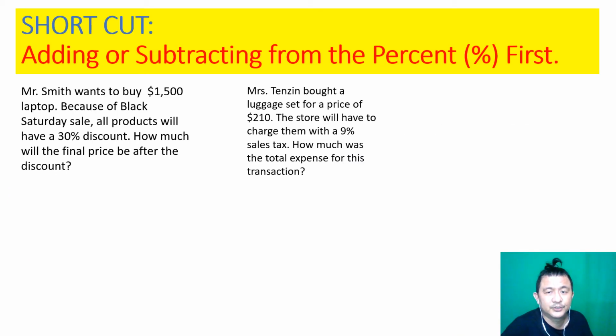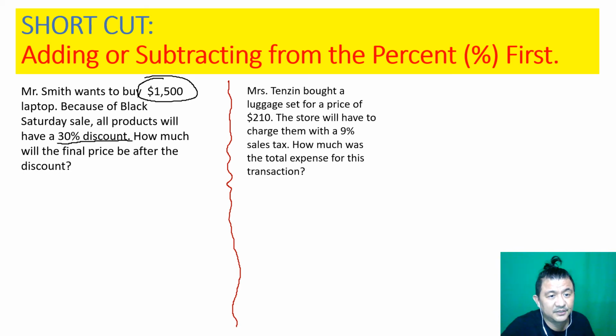Now, the following shortcut will make our lives easier. So I will be using the same problems that we used a while ago. Let's start with this. Mr. Smith wants to buy the $1,500 laptop because of the sale of 30%. How much will the final price be after the discount? Think of it this way. The whole laptop is 100%, but you're taking away the 30%. Okay, so you're just paying the 70%.